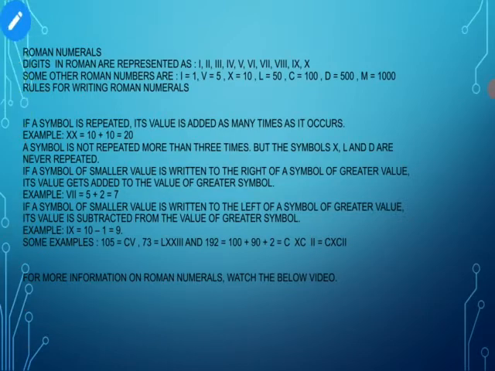Some rules that we have to use here: if a symbol is repeated, its value is added as many times as it occurs. Suppose X is written twice, then its value is 10 plus 10, which equals 20. If I is repeated 3 times, that means 1 plus 1 plus 1, which equals 3. But some symbols are never repeated. They are L and D.